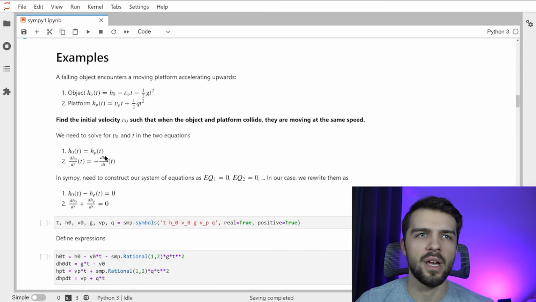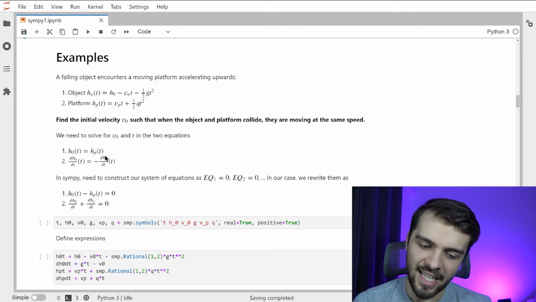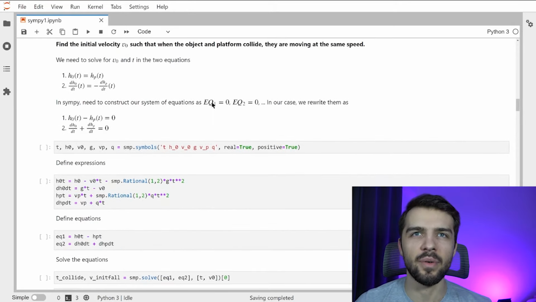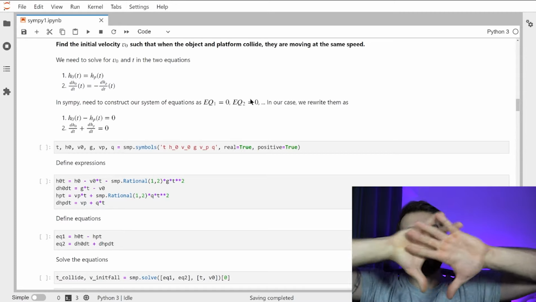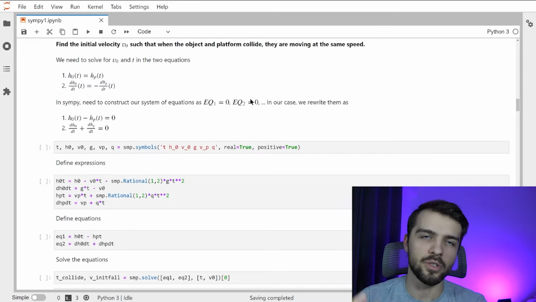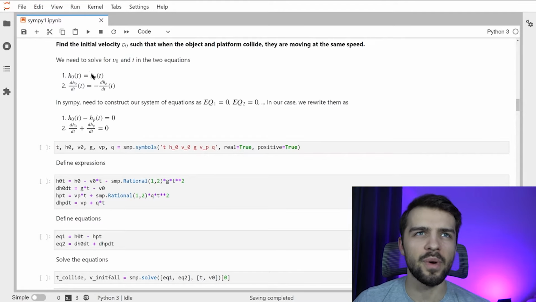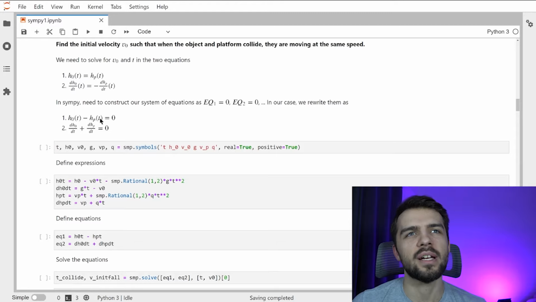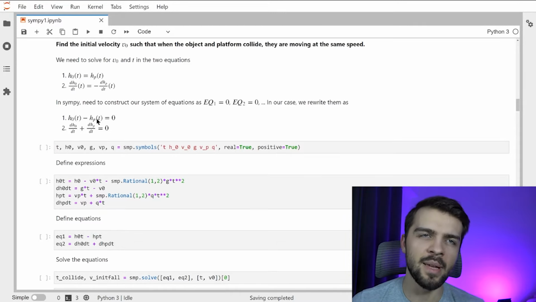And two variables. So of course, in SymPy, like I said, when we have equations that we need to solve, we need to write something equal to zero. That's what I have here: equation one equals zero, equation two equals zero. So I have many equations and many unknowns. What I'm doing here is solving multiple equations with multiple unknowns. For my first equation, I convert it to expression equals zero: h naught of t minus hp of t equals zero. Same thing with the second equation, the velocities equals zero.